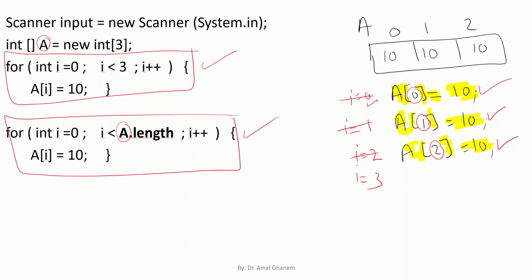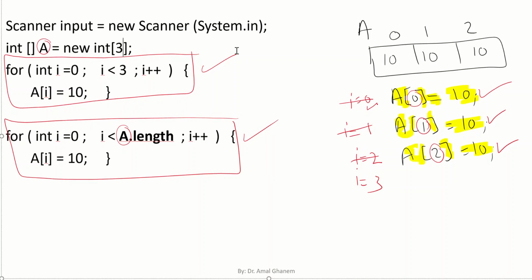Usually we prefer using length because it will calculate the length and we don't have to write 3 each time. Because simply here, if I change this array size to 100, I don't have to change anything if I say length, because automatically length will be 100. But if I'm using a specific number, it means I have to go to each loop and change it.